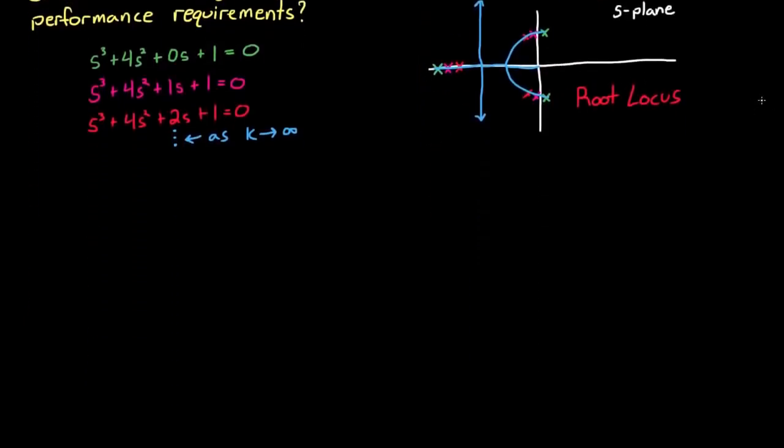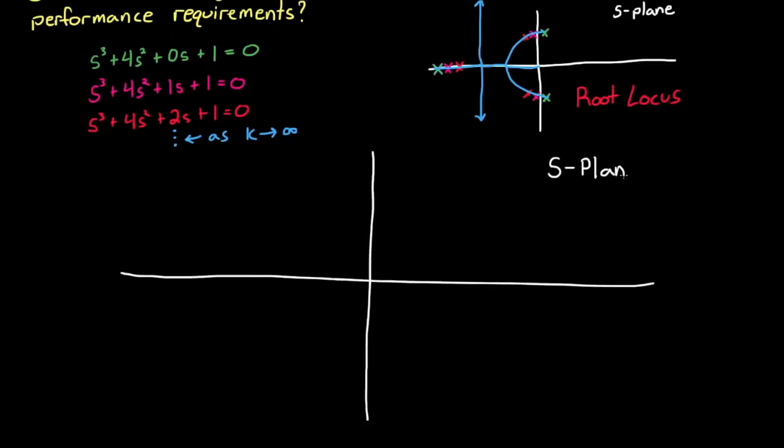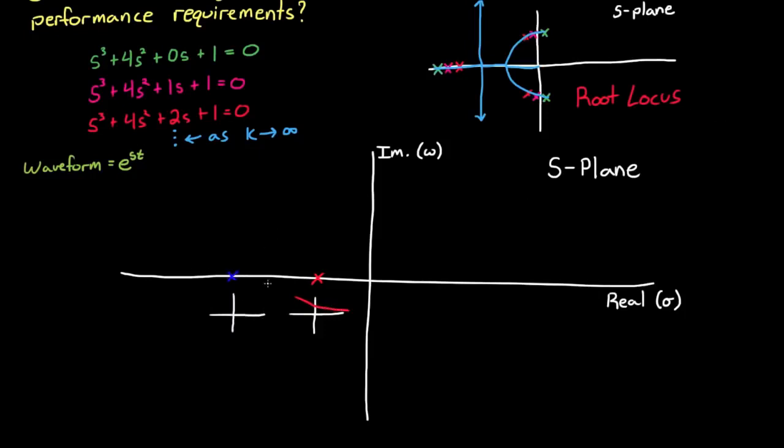Now, I'll get back to the concept of design and variation of a system shortly, but first we need to take a step back, slow down a bit, and see how to interpret the locations of the poles of a system in the S-plane. The S-plane is drawn with real components, sigma, on the horizontal axis, and the imaginary components, omega, on the vertical axis. And each location in the S-plane corresponds to a particular waveform in the time domain through the equation e to the st. And through this equation, you can see that if s is a real value, this corresponds to exponential growth, or decay.